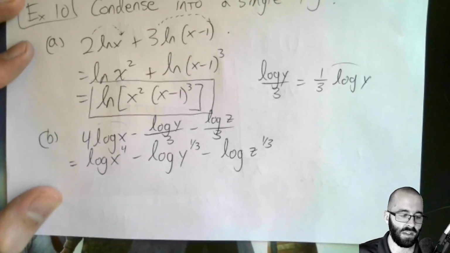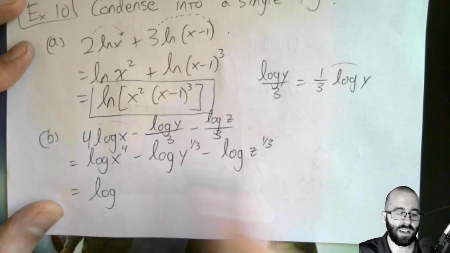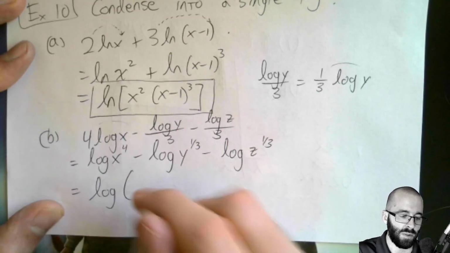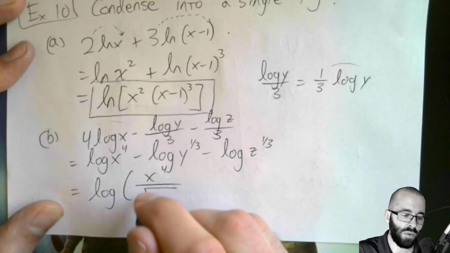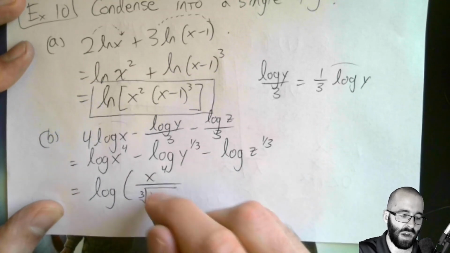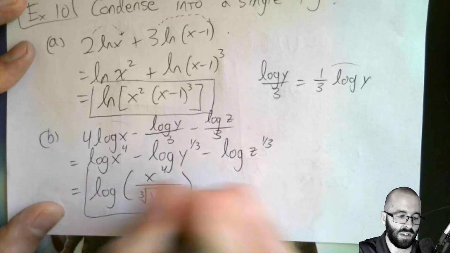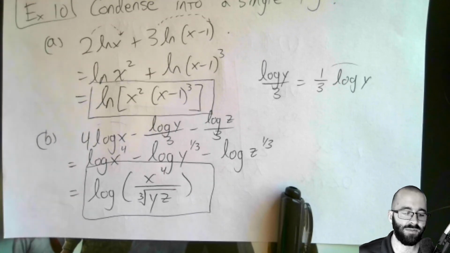Okay. So next step is we have the log. Anything with a minus sign goes on the denominator. Anything with a plus sign goes in the numerator. So we're going to get x to the 4th divided by the cubed root of y, the cubed root of z. And now it's all condensed into this nice, cute little package.